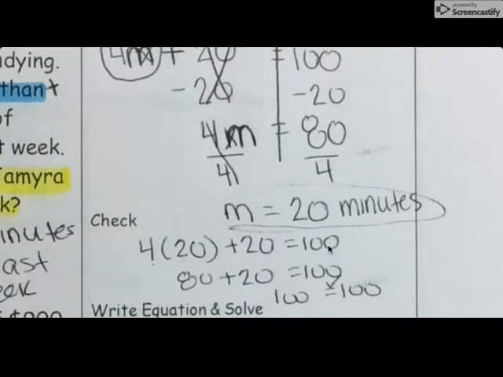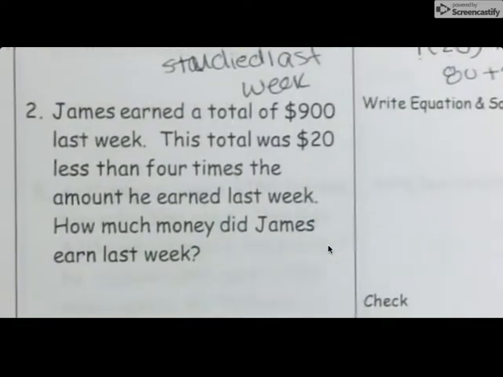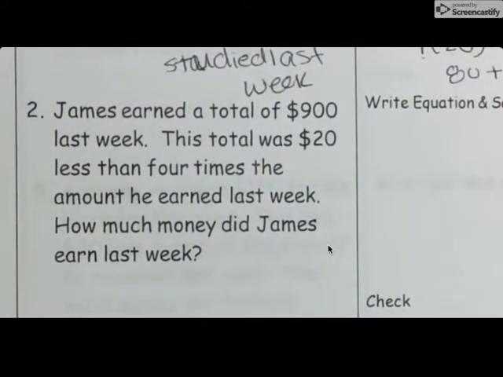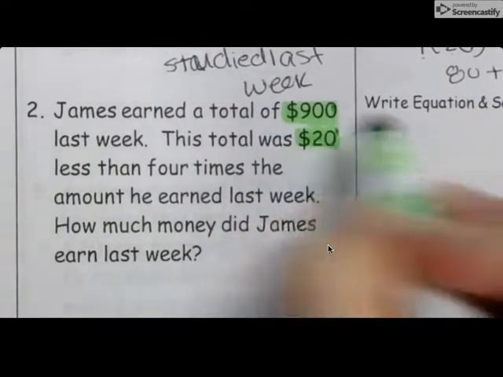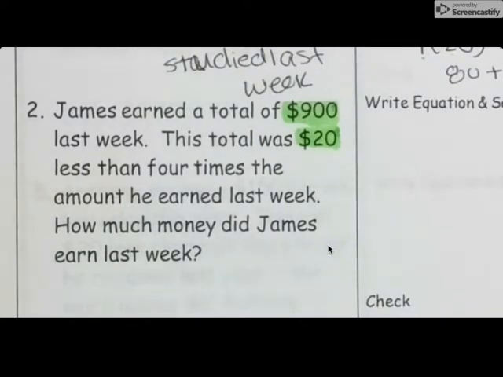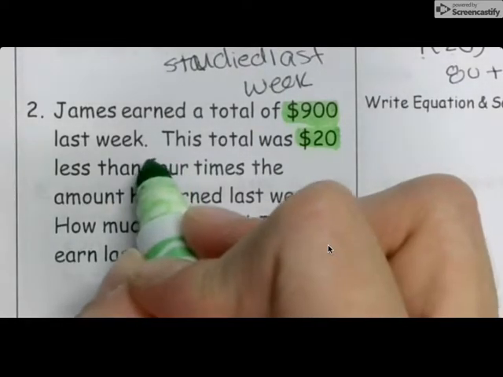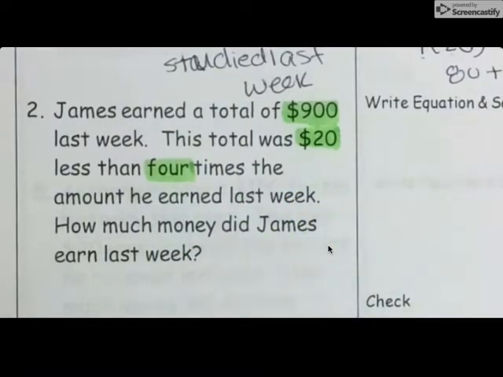And then let's look at number 2. James earned a total of $900 last week. This total was $20 less than 4 times the amount he earned last week. How much money did James earn last week? So, again, let's start by highlighting our plain numbers, keeping in mind that even while this 4 is written, it's still a number. Okay?